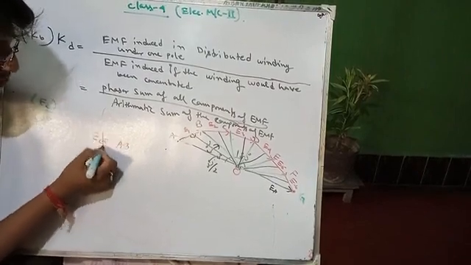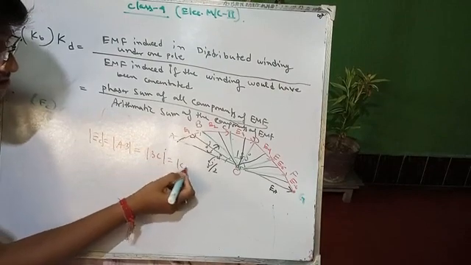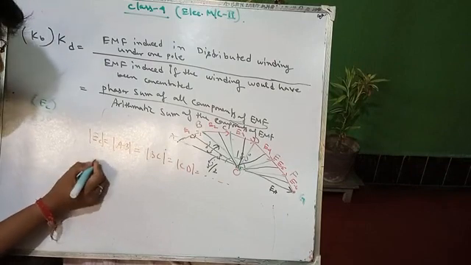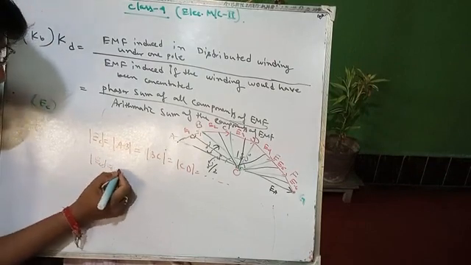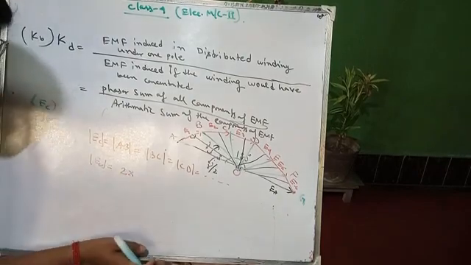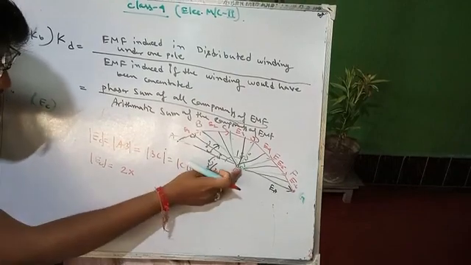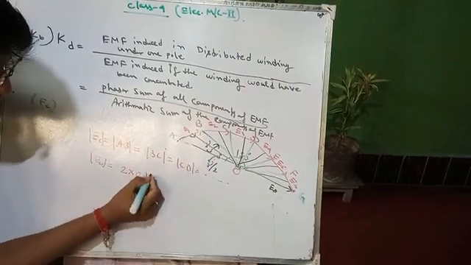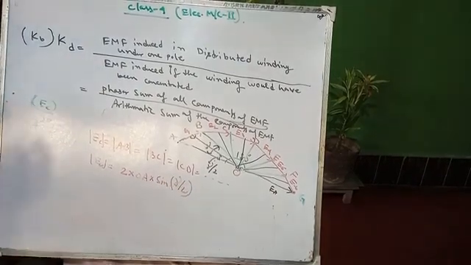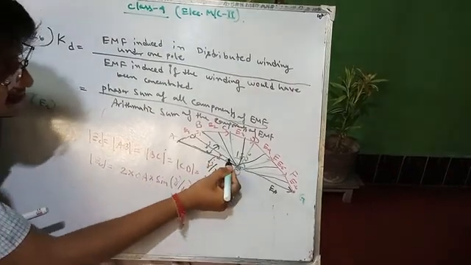EC equals magnitude of EC equals AB, also equals BC, also equals CD, and similarly. So now you have to find these values. So the magnitude of EC will be equal to 2 into, you can write directly by applying the geometry, 2 into OA into sine gamma by 2. Why? Because you can say that this is OA, this is OA, and this is gamma by 2.